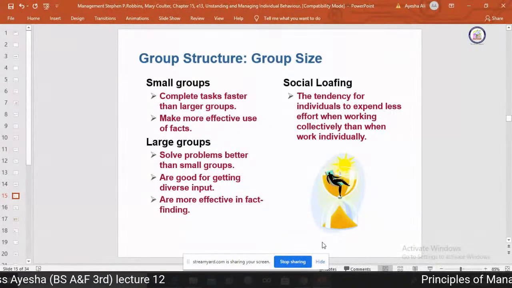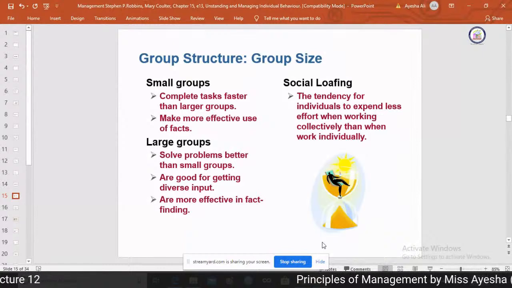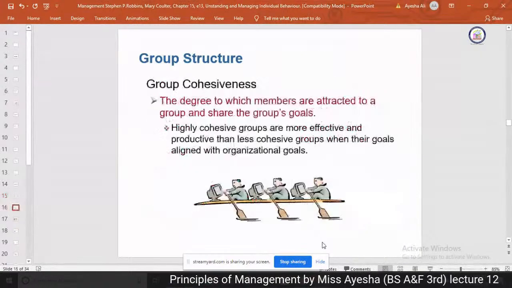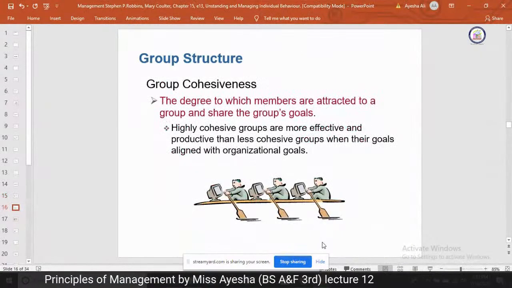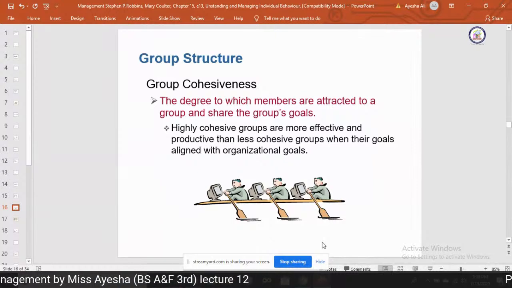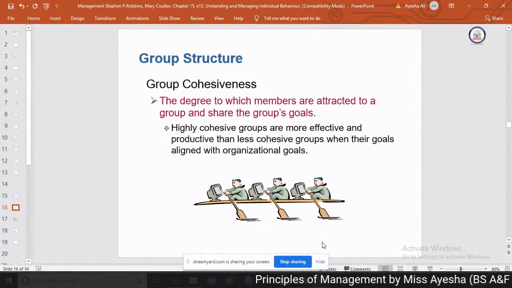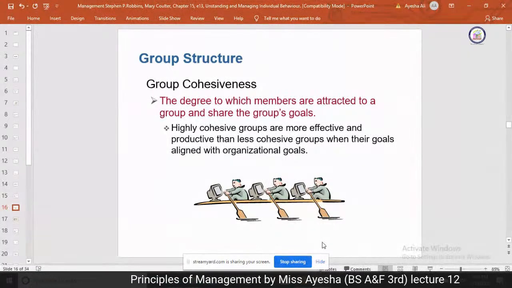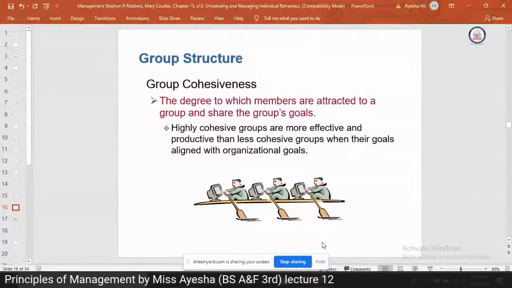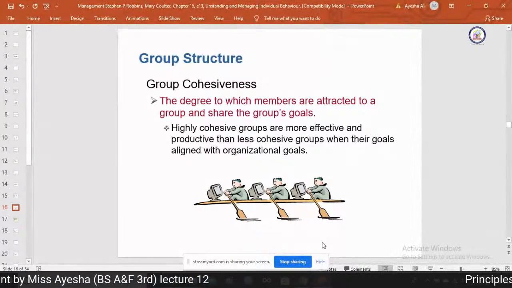So this is the size of groups and structure of groups, and then we have group cohesiveness. It is the degree to which the members are attracted to the group and share the group goals.